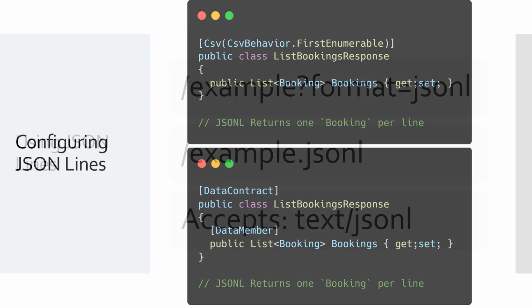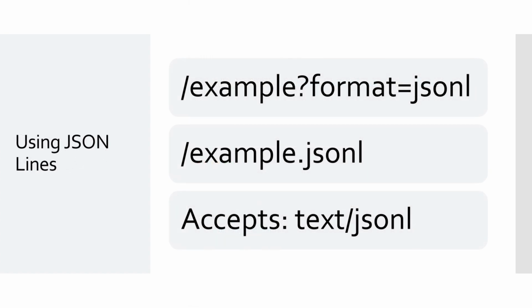Clients can request the JSONL format in the usual ways, such as using the format query string, ending the endpoint suffix in .jsonl, or specifying the Accept header with text/jsonl.